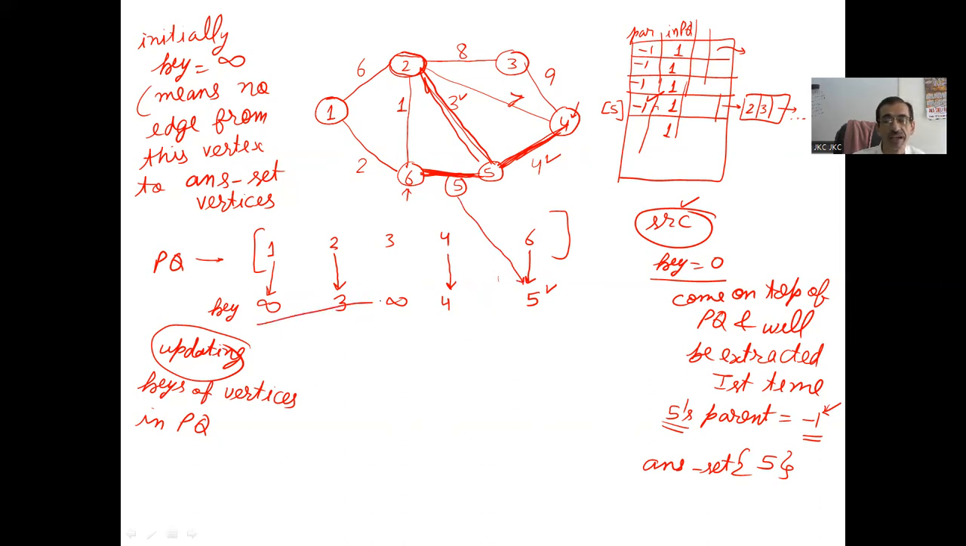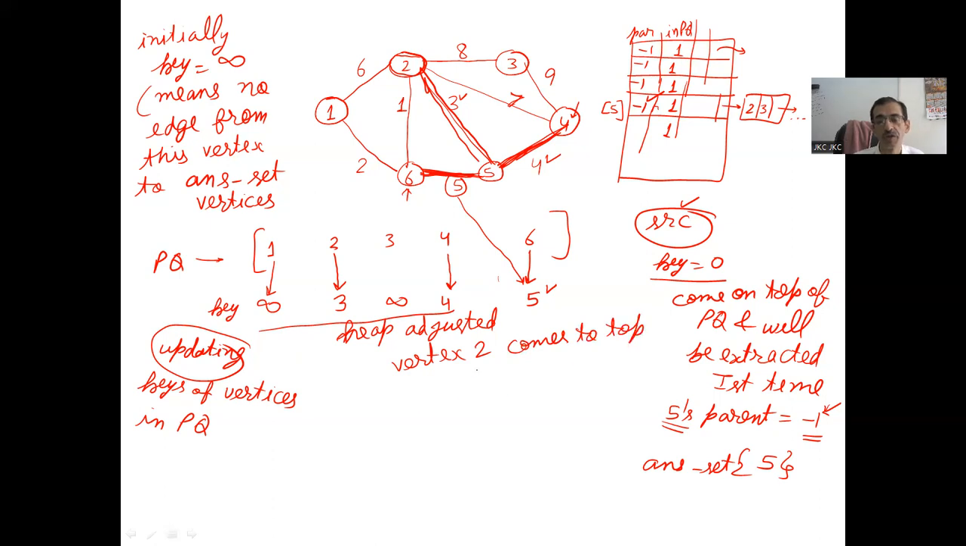After this, they will be heapified, or effectively the heap is adjusted again. So heap adjusted, PQ adjusted. Obviously, vertex 2 will reach the top, so 2 will be extracted. Extracted will mean the answer set gets one more vertex.